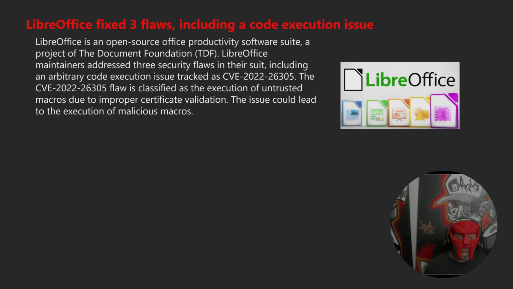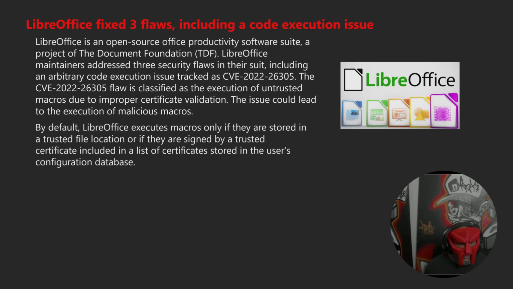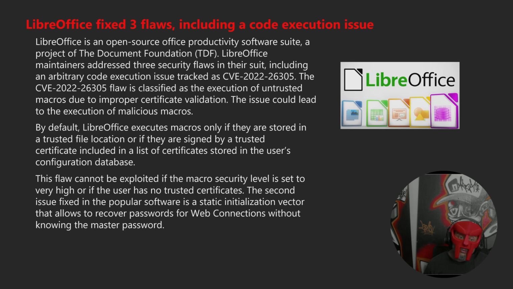The CVE-2022-26305 flaw is classified as the execution of untrusted macros due to improper certificate validation. The issue could lead to the execution of malicious macros. By default, LibreOffice executes macros only if they are stored in a trusted file location or if they are signed by a trusted certificate included in a list of certificates stored in the user's configuration database. This flaw cannot be exploited if the macro security level is set to very high or if the user has no trusted certificates.